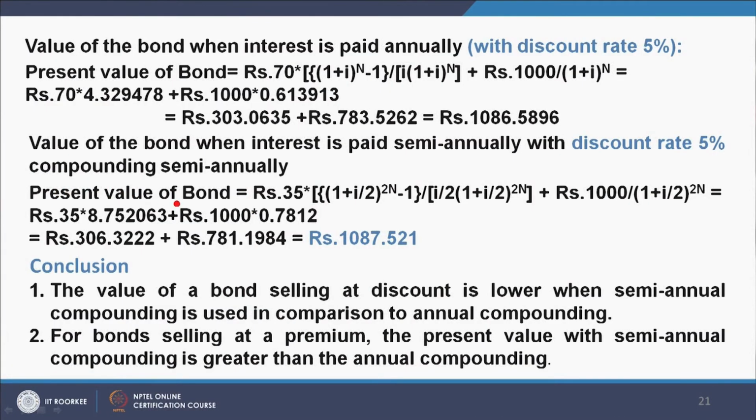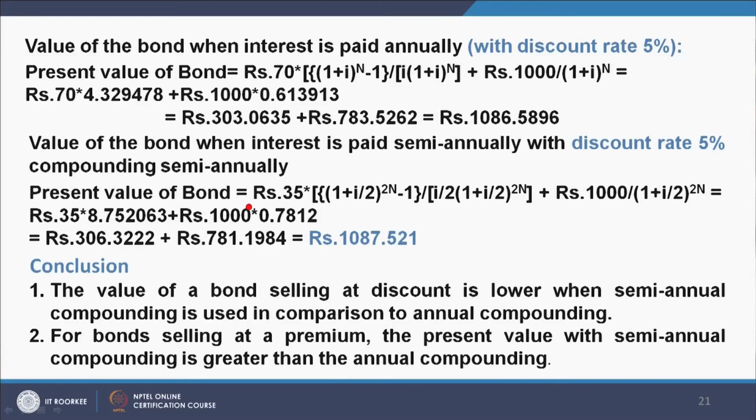1086.5896. So, when the discount rate is 5% and the compounding is annual, the value of the bond is 1086.5896. The value of the bond when interest is paid semi-annually with discount rate 5% and compounding semi-annually: the semi-annual compounding formula is used, and this comes out to be 1087.521.